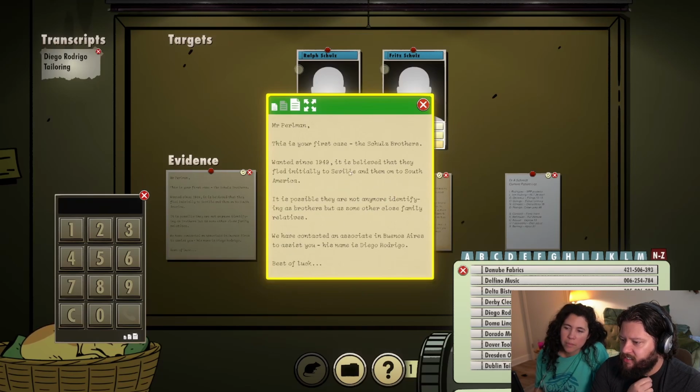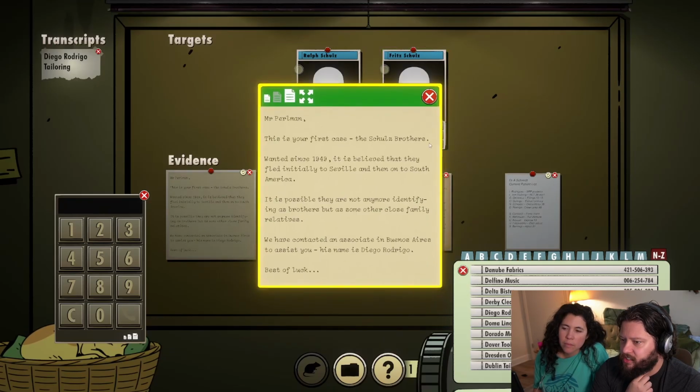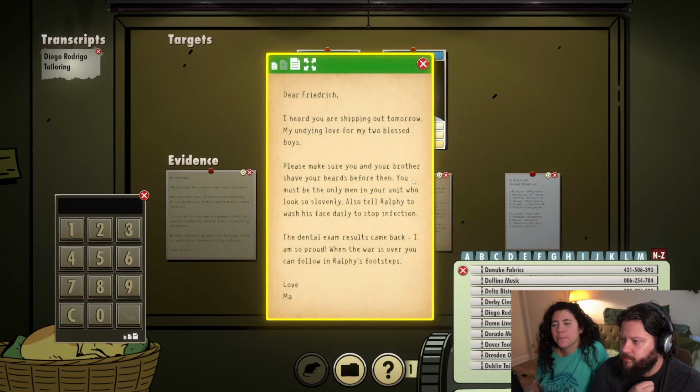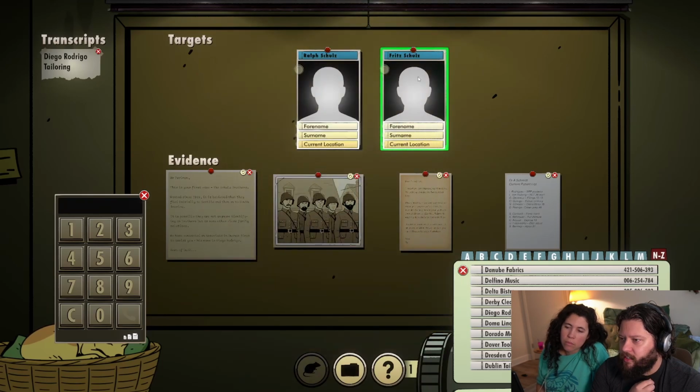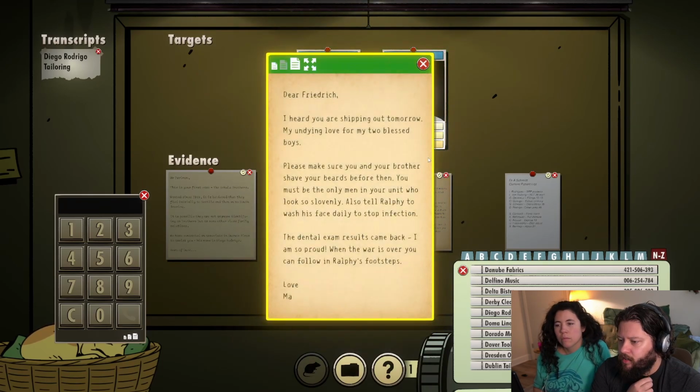So contact. His name's Diego Rodrigo. That's why we called him. Dear Frederick, I hear you are shipping out tomorrow. My undying love for my two blessed boys. Please make sure that you and your brother shave your beards before then. You must be the only men in your unit who look so slovenly. Also tell Ralphie to wash his face daily to stop the infection. Dental exam results came back in. I'm so proud.